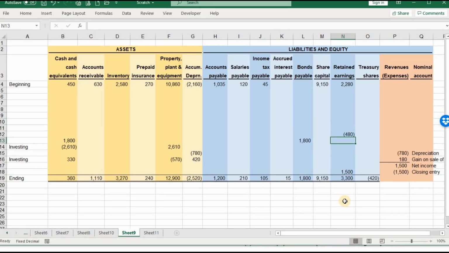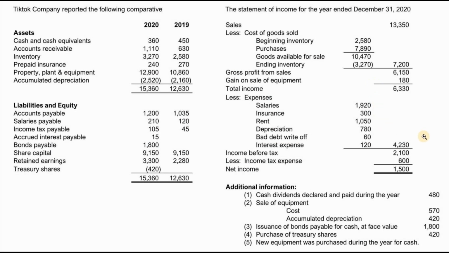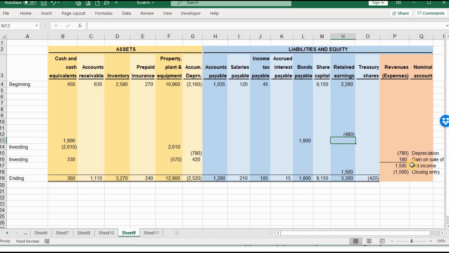So the decrease is 480. So what are the possible transactions that will result in the decrease of retained earnings? One possible transaction, and the most common, is dividend payment. So let's check whether there is a dividend declared during the year. Based on additional information number 1, we have cash dividends declared and paid during the year for 480 pesos. So the negative 480 decrease in retained earnings is actually a payment of dividend.